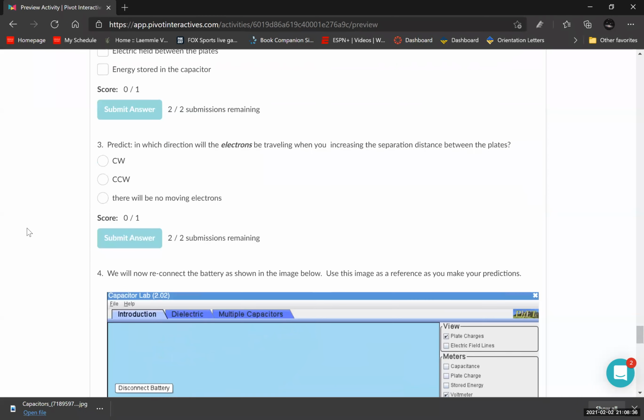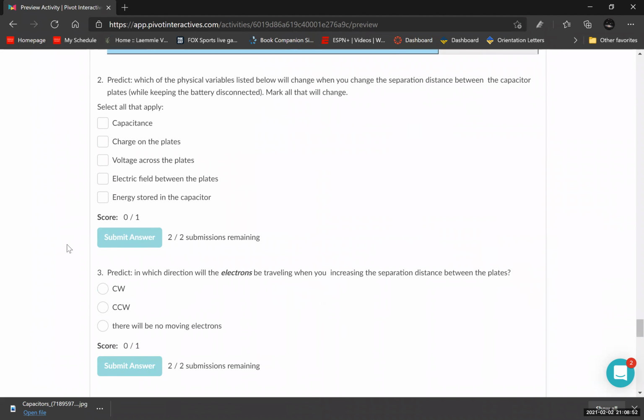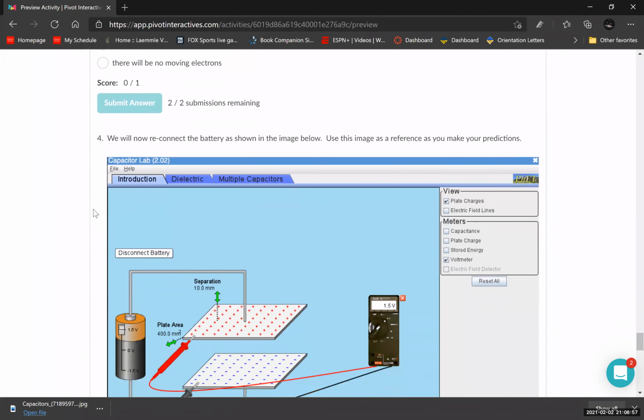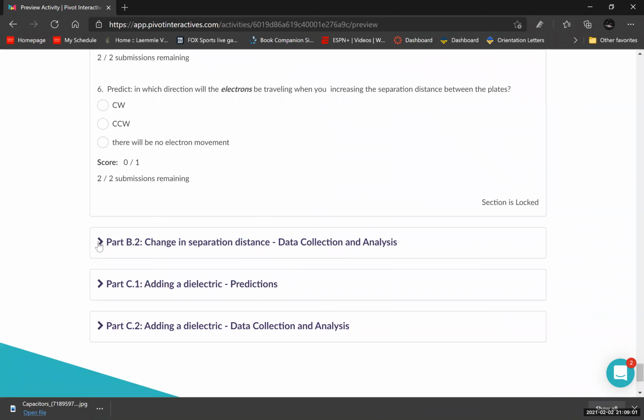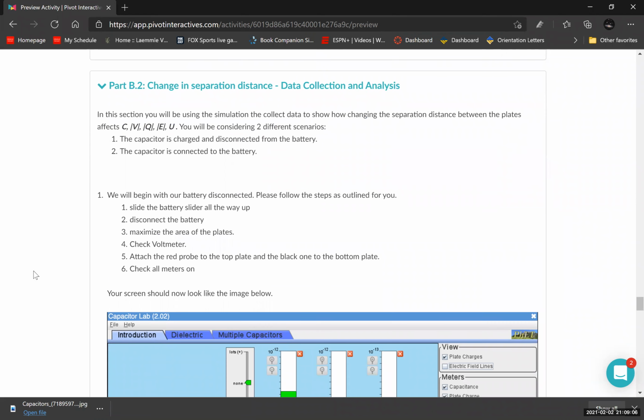So let's say, for example, predict which of the physical variables listed below will change when you change the separation distance. Recall what we talked about right before. So let's say when you change the separation between the plates, what quantities will then be affected by that? So in which direction, let's say, the electron will be traveling and all of those things. Once you make your predictions, like your answers, then go back, and then we're going to then do the experiment to verify if you predicted that correct or not.